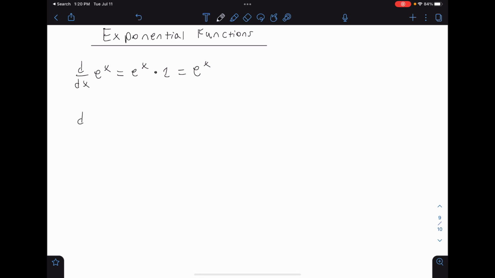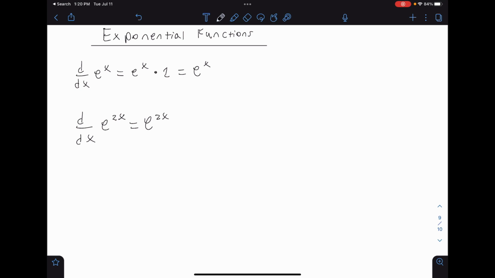And this is more apparent if you get rid of 1 and add any other constant here, like 2. So what's the derivative of e to the 2x? Well, the outer function is e to the 2x, so e to the 2x. And what's the inner function?